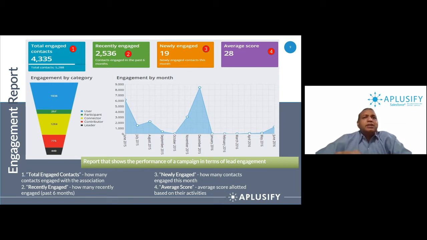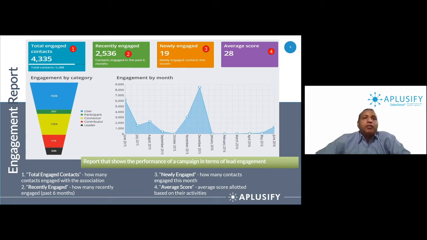So you can get the details of who are the users, who are participants, who are connectors, who are contributors, and who are leaders. So this gives you a very holistic view of what your system is doing, right? Are your members engaged or not engaged, right? So this dashboard, if you can see, you will get the exact picture of what is happening in your system, right?